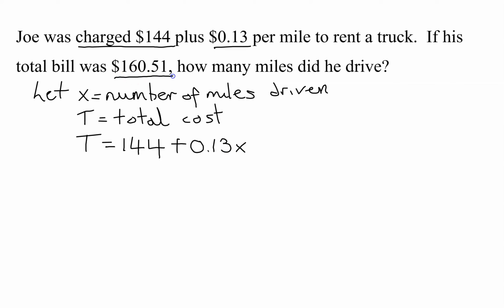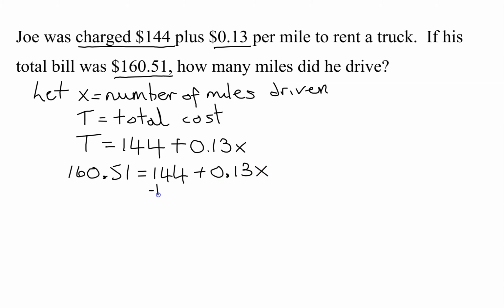We were told the total bill is $160.51. So T is 160.51. And that equals 144 plus 0.13x. So now I have an equation here. It's linear because the degree on the x is 1. So what I'm going to do is collect x's on one side, numbers on the other. So I think I'm going to collect my x's on the right-hand side.